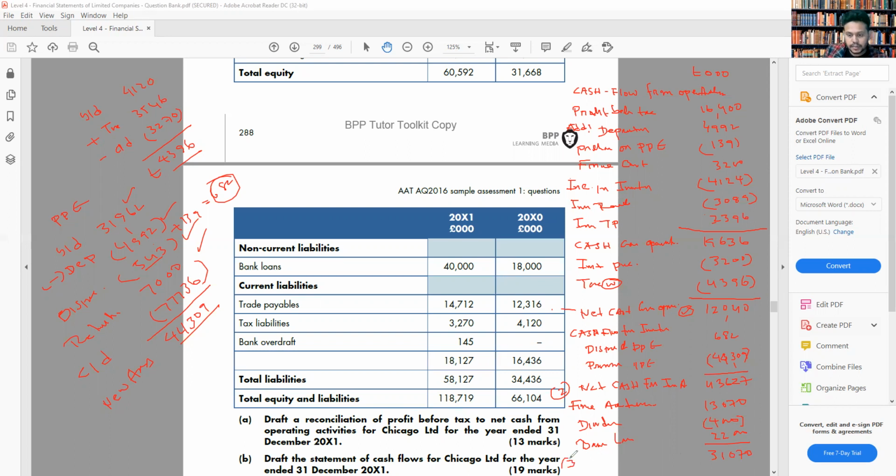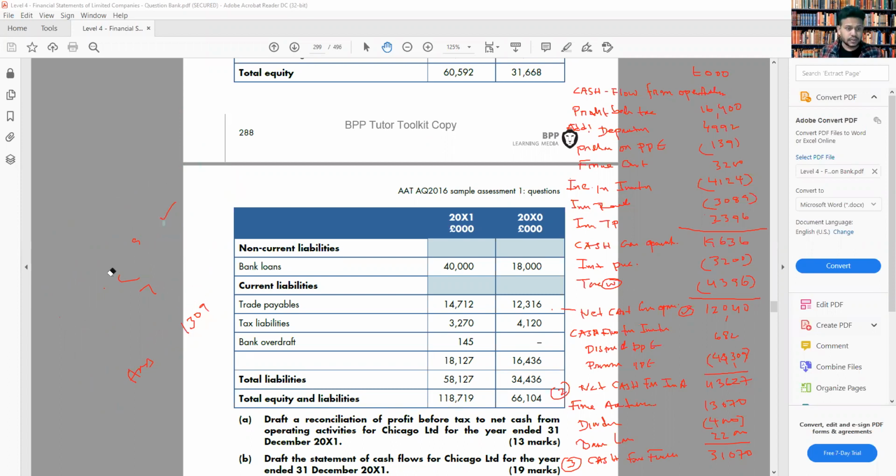So number 3, cash flow from financing activities. We have done all of these three: cash flow from operating activities, cash flow from investing activities, and cash flow from financing activities. Now we're going to do the final step, and this step will tell us whether my cash flow statement is correct or not. It's a very, very important part, so that after the cash flow we'll be able to see we have done it right or wrong. So let's have a look.